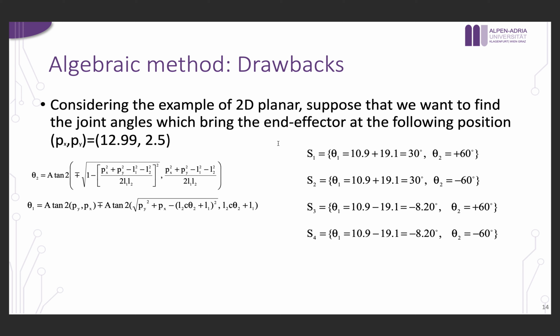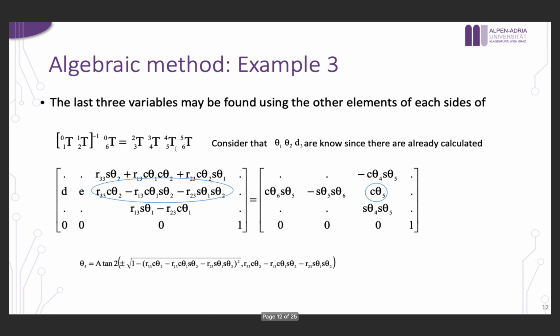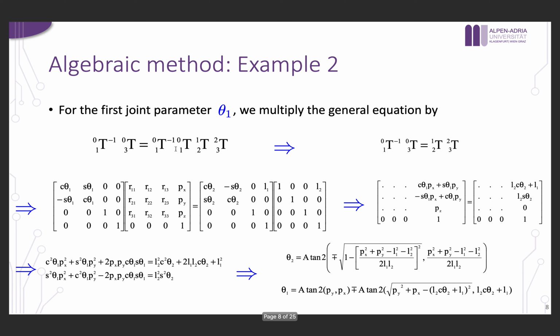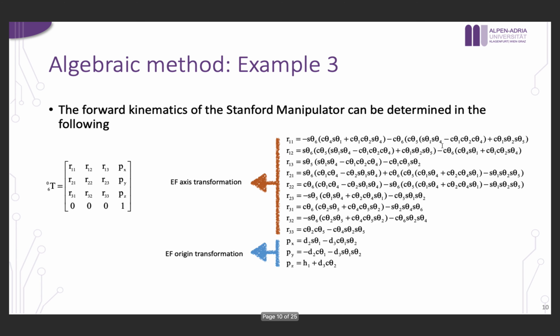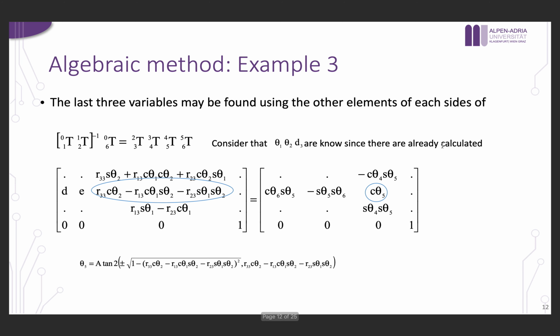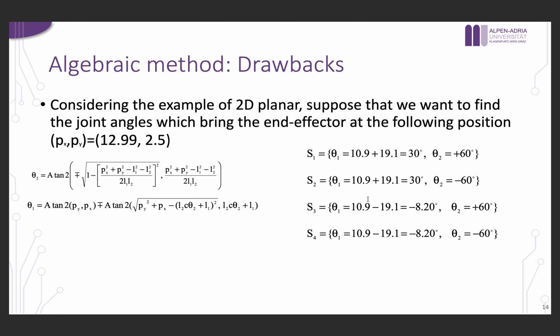So we have reference coordinate which is px, py: 12.9 and 2.5. The idea is that I want to bring the end effector position to that point. So we need to do the inverse, and we want to get the set of theta 1 and theta 2 options that can bring the robot arm to that position. So we have this set of theta 1 and theta 2 combinations.